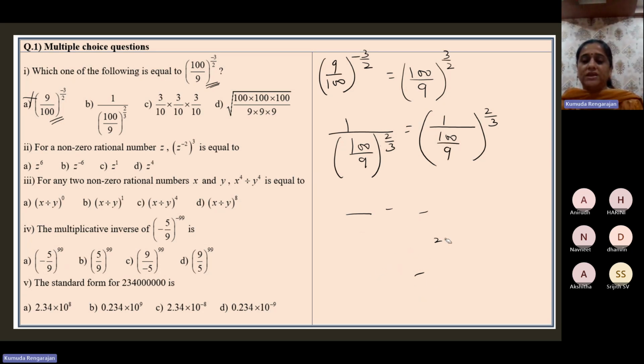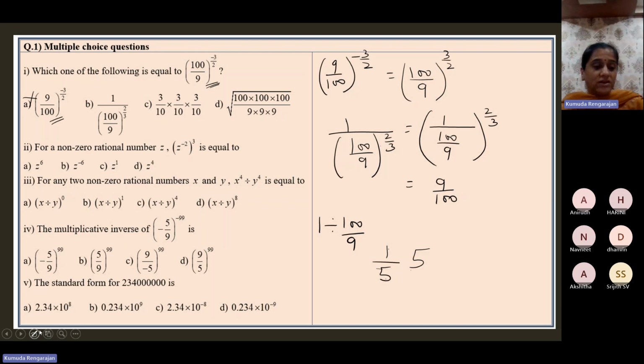Now, how do you write the equivalent of this? Any number in the exponential form, it will be divided. Reciprocal of the base. What's the reciprocal of 1 by 100 by 9? 9 by 100. See, what's the reciprocal of 1 by 5? 5. The reciprocal of 1 by 5 is 5.